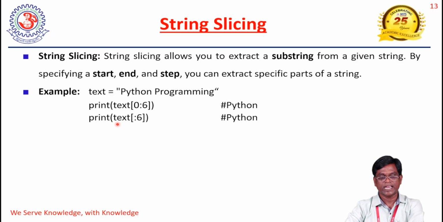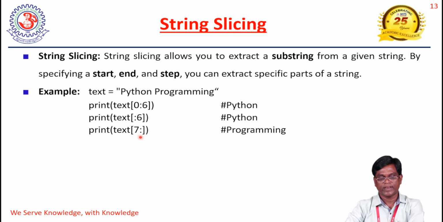And see the second one, text of :6. I am ignoring the starting index and giving only the end index here. If you ignore the starting index, it will automatically take the initial index, that is, the starting index 0, and go up to 6. So in that case also, starting from P, it will display up to the N character.